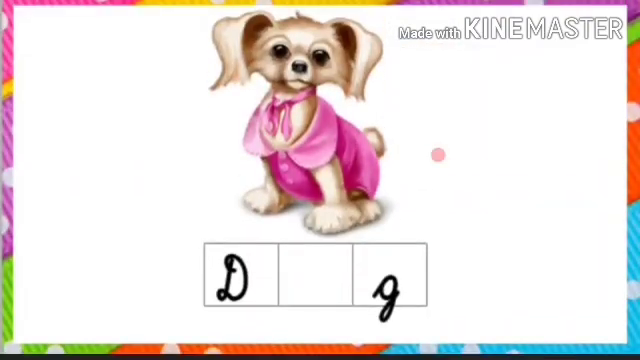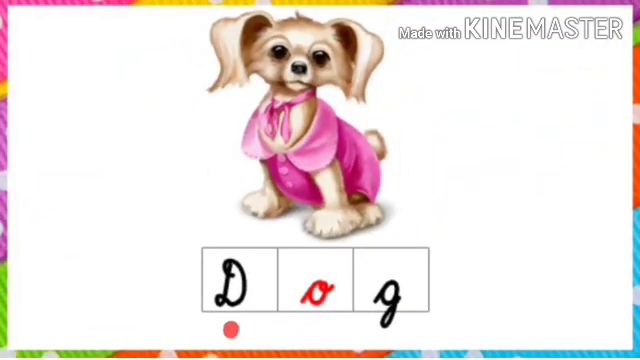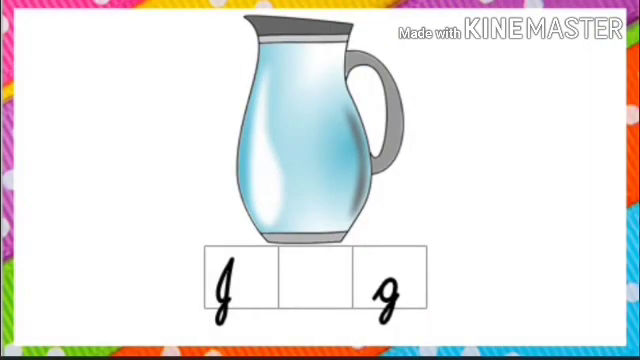Picture of dog. Sound of the word dog. Children, which sound is missing? O sound is missing. So which vowel says O? O says O. So fill the correct vowel and make the word complete. Dog.